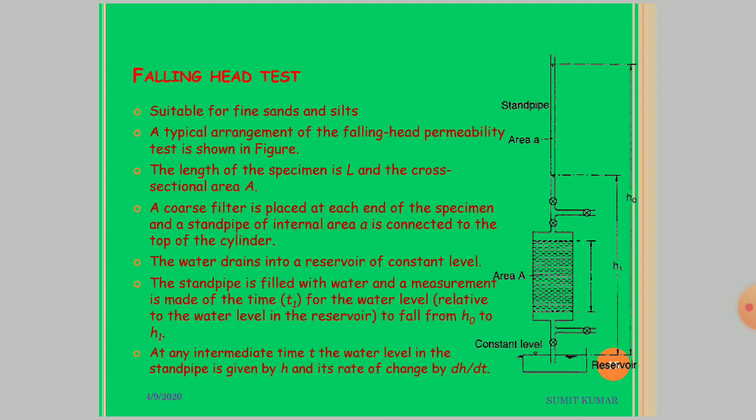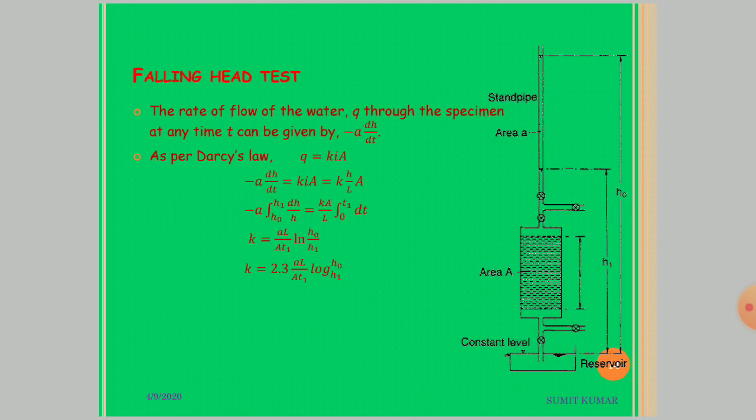The water drains into a reservoir of constant level. The standpipe is filled with water and a measurement is made of the time t1 for the water level to fall from H0 to H1. At any intermediate time t, the water level in the standpipe is given by h and its rate of change by dh by dt. The rate of flow of water Q through the specimen at any time t can be given by minus a into dh by dt. The negative sign indicates that head is decreasing with time.